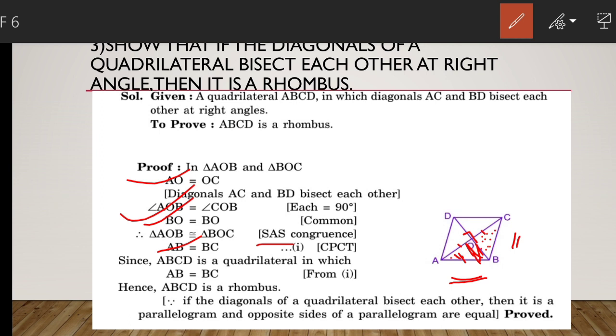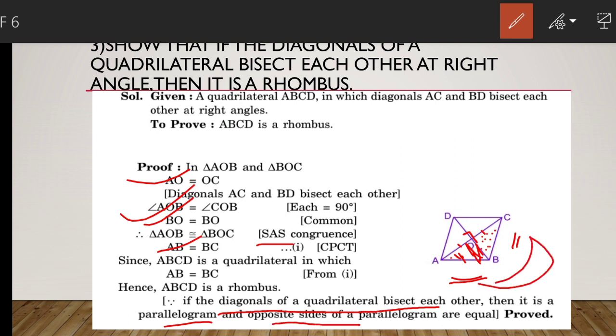Now, since ABCD is a quadrilateral and AB is equal to BC from 1, we can conclude that it is a rhombus. How can we conclude? We have one thing given in the question, that the diagonals of the quadrilateral bisect each other at 90 degrees. So it is also a parallelogram, where the opposite sides are equal.